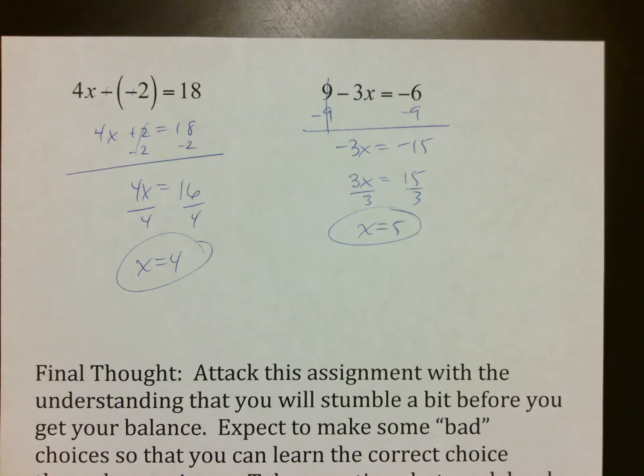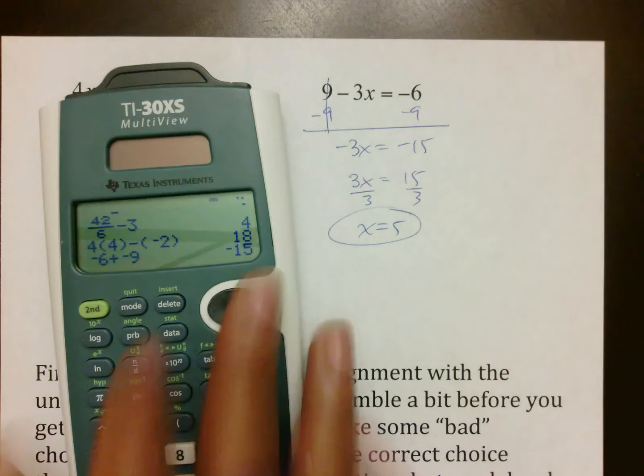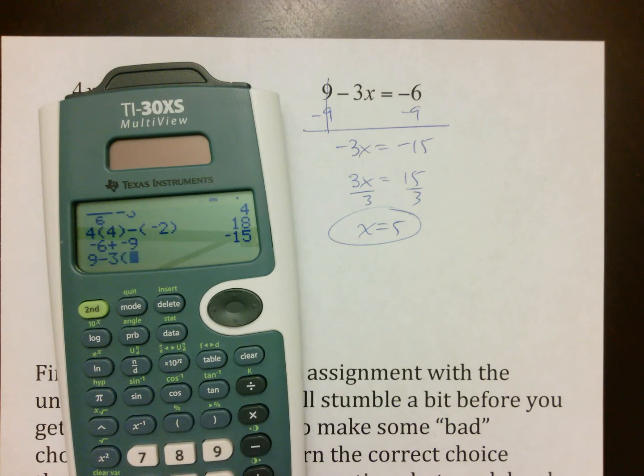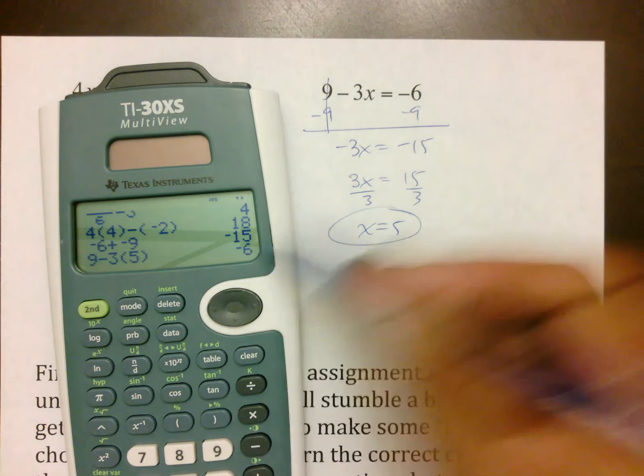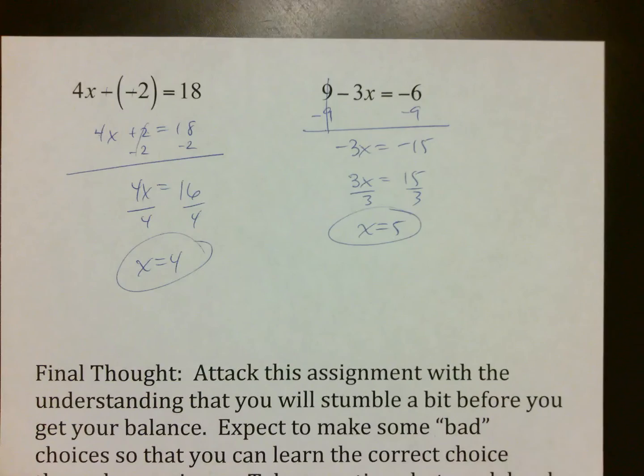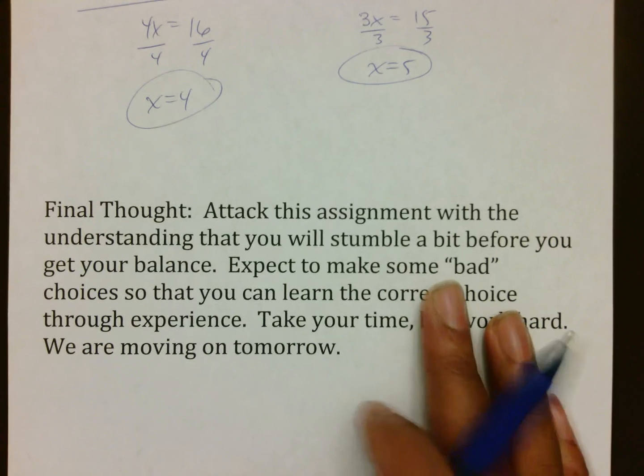Therefore, x equals 5. To check it out, 9 minus 3 parentheses 5 equals, notice you got negative 6. Notice that says negative 6, and everything is where it needs to be.